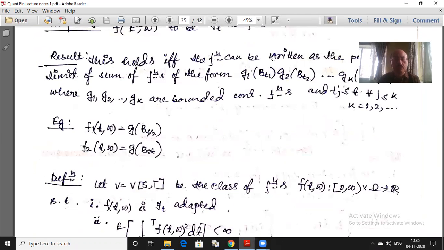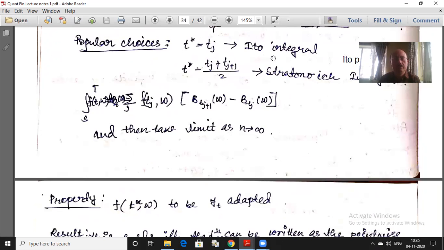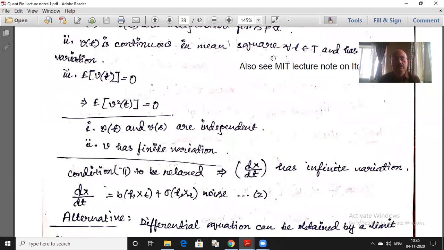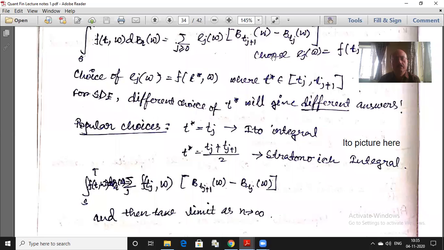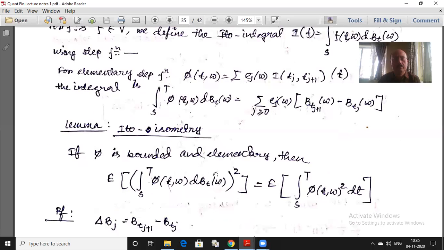So let me just scroll back. We had this definition for the class of functions V, which I am trying to locate. Yes. So V is this class of functions: square integrability, FT adaptedness. And our integral theory started out with the elementary functions or step functions.